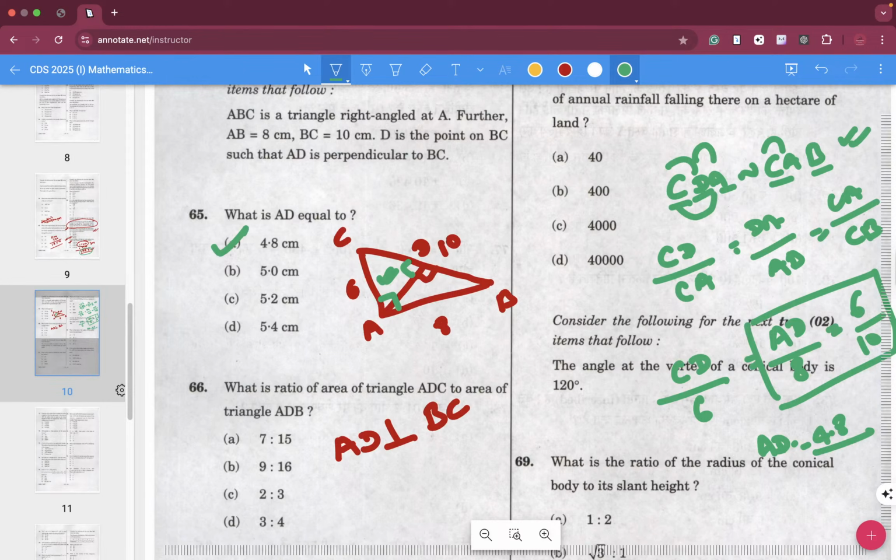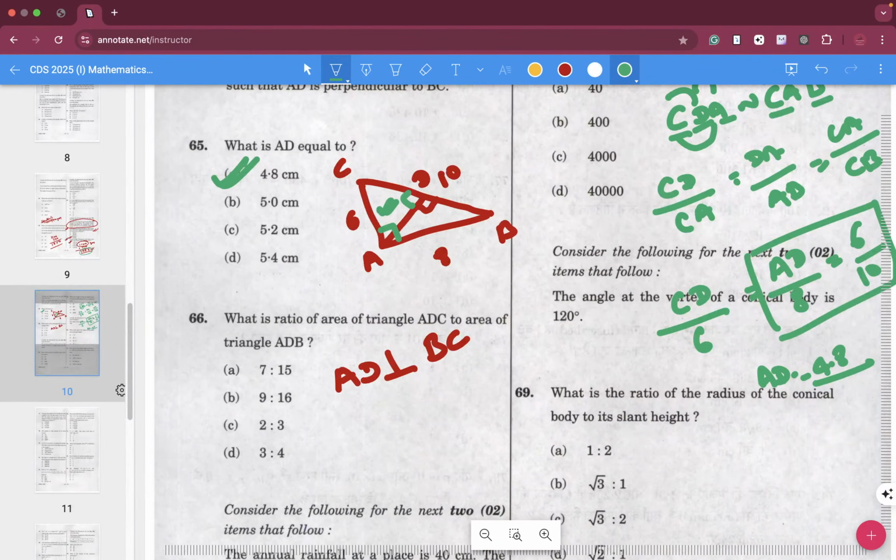I'm simply writing over here, right? Okay, 65 over here. A is your correct answer, folks. Now we know AD value as 4.8.